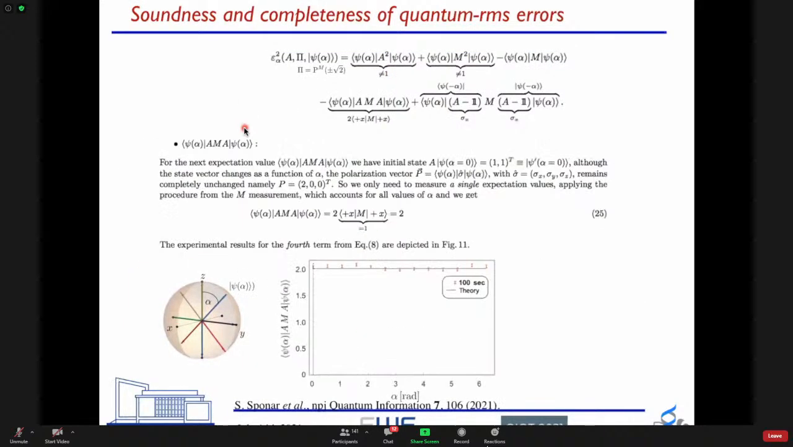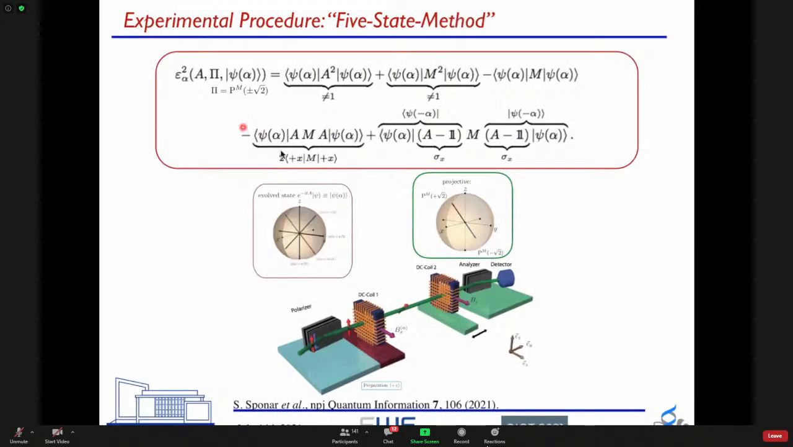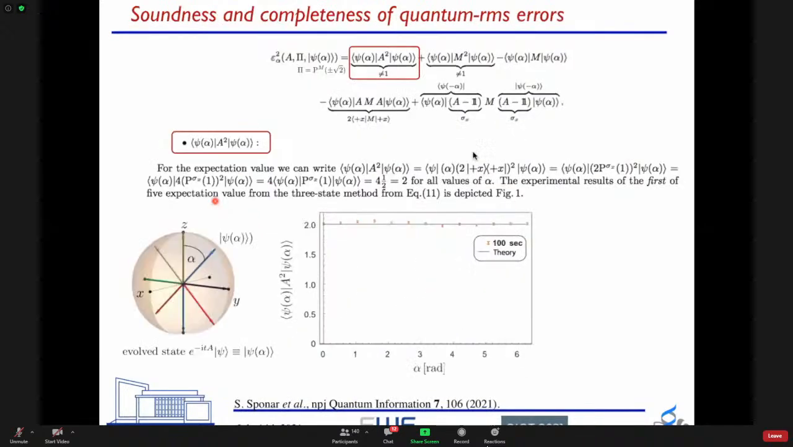So where is it? That's the first one. Sorry, 1 second. Here. So if you plug in a square, you find out that this is nothing but 2 times projector x square. So it's 2 times projector. So it's always 2. But you have to measure it because it's not identity.